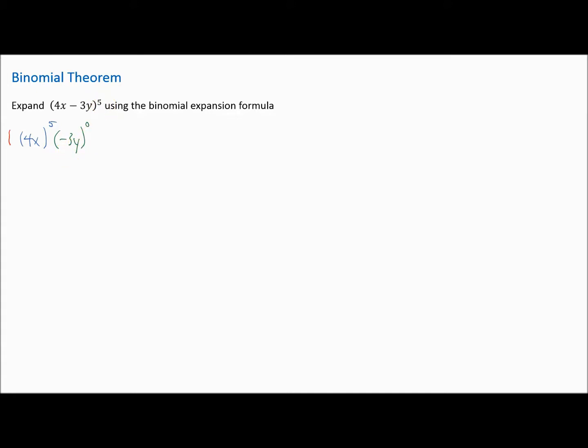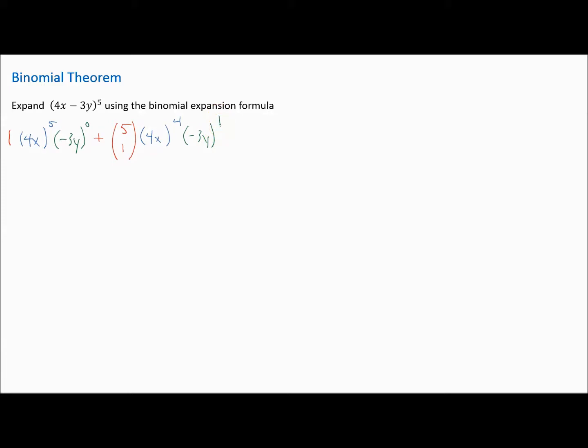So let's move on to the next coefficient. So that's going to be plus. I'm going to use that combination notation. So it's going to be 5 choose 1. Okay, the 5 comes from the exponent, and the 1 comes from, this is really 5 choose 0, which is 1. So it's counting up. Now my first term is going to be 4x to the fourth now, because it was fifth first, now it's fourth. And then my second term is going to be negative 3y to the first.